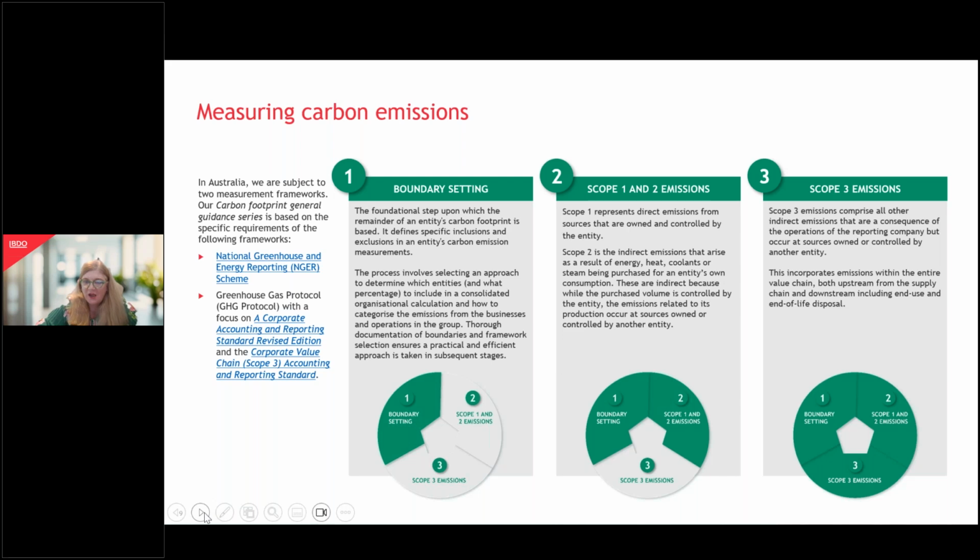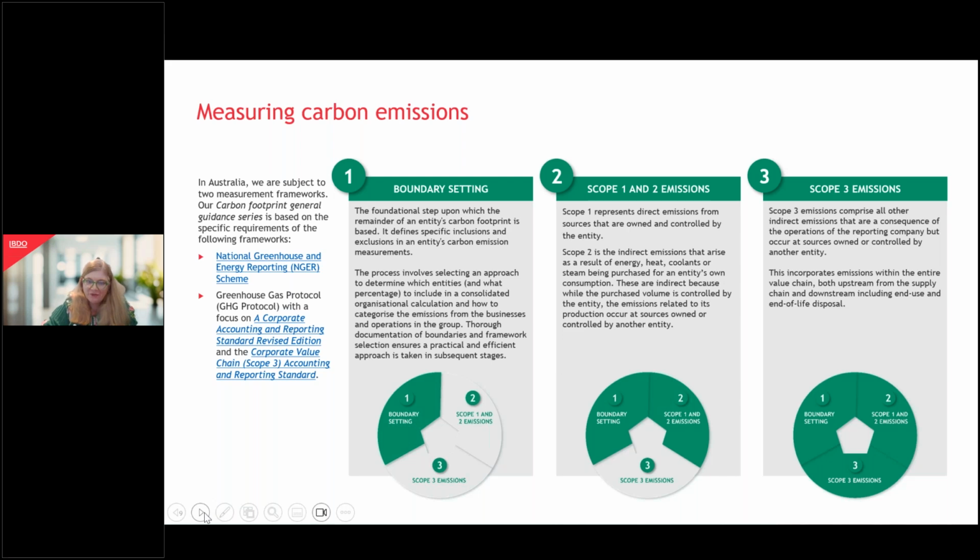we've got 3 phases. You look at boundary setting. Secondly, you look at scope 1 and 2 emissions, and then we look at scope 3 emissions. Now, boundary setting, incredibly important to document which entities are within the organizational boundary, what consolidation approach you use, and also important to think about operational boundaries, so whether we've got scope 1, scope 2, scope 3, and how does it fit together.